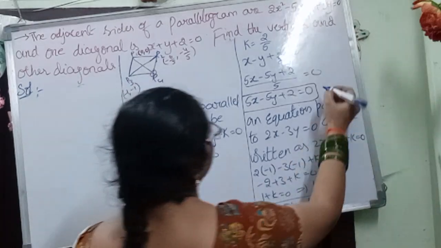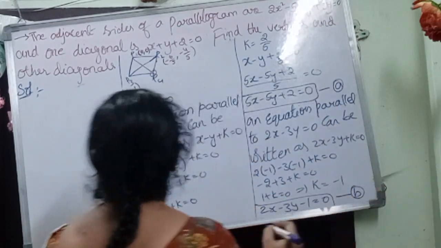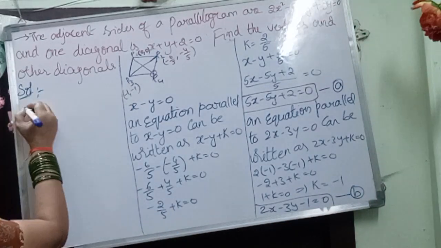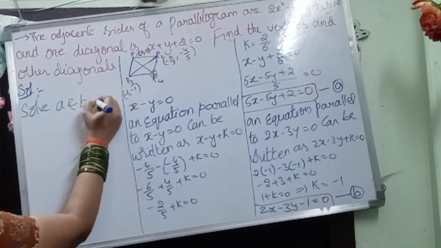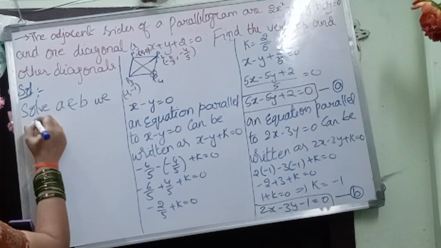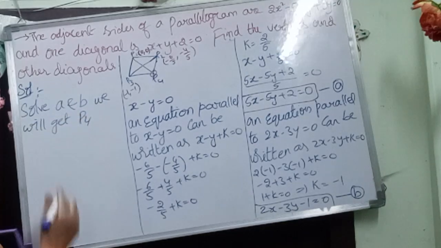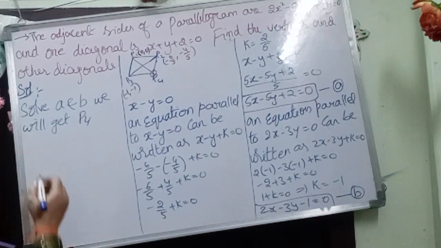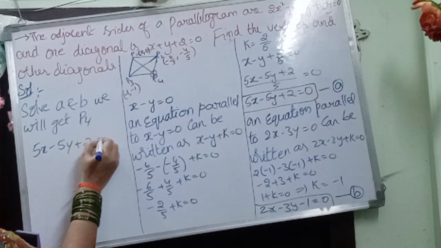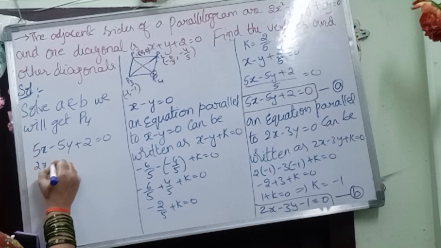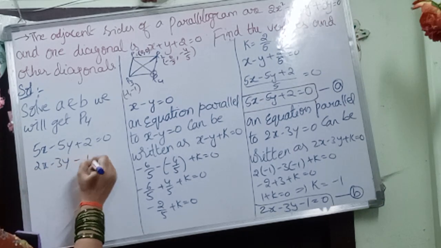Let us give these the names A and B. Solve A and B, we will get P4. So 5x minus 5y plus 2 equal to 0, and 2x minus 3y minus 1 equals 0.